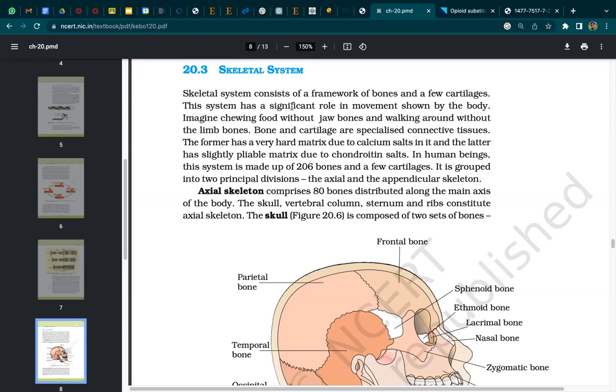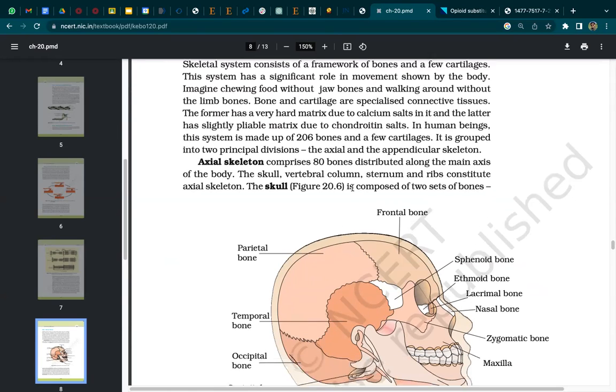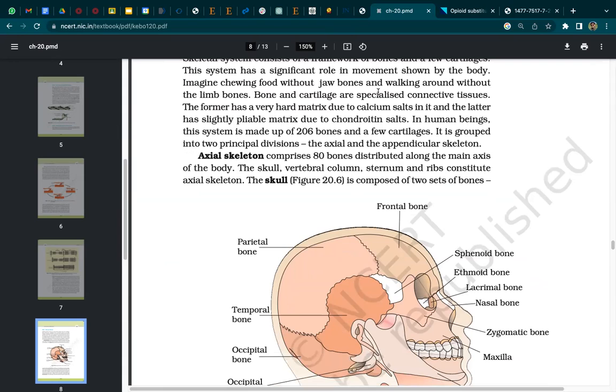Without a skeletal system, we won't be able to move because there would be no shape to our body. Without the jaws, we cannot chew, and without the limbs, we cannot walk or hold anything, right? So bone and cartilage both are specialized connective tissues. They are tissues, okay? Just like muscle tissue and blood. Blood is the only liquid tissue. Bone and cartilage are connective tissues.